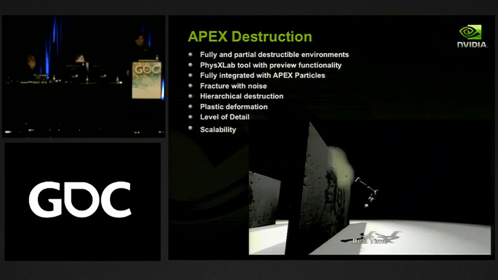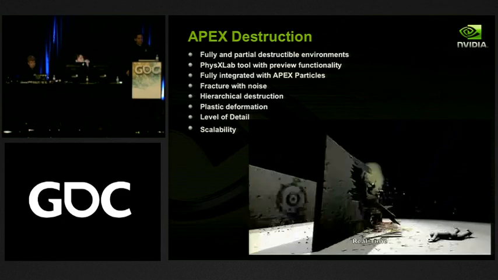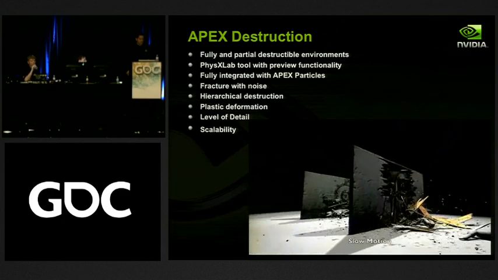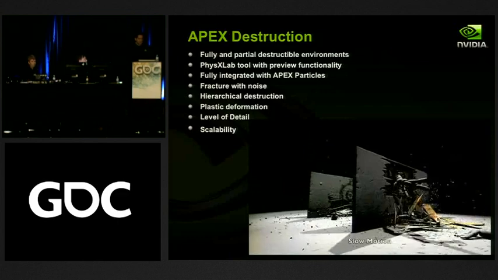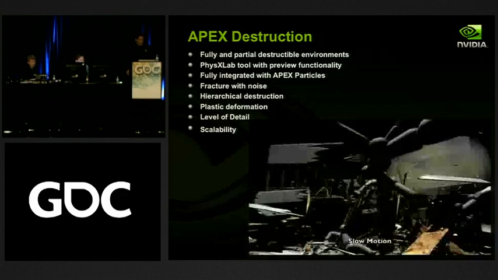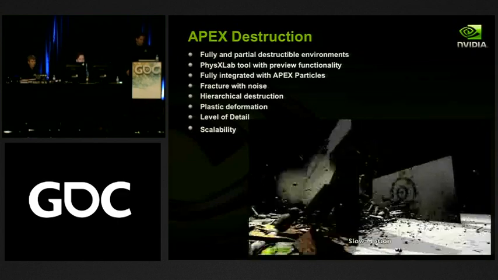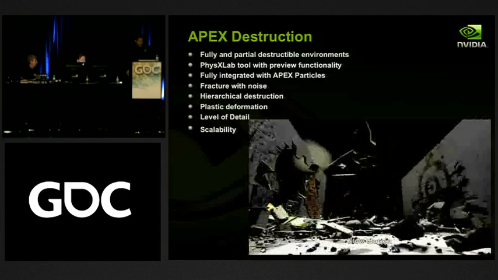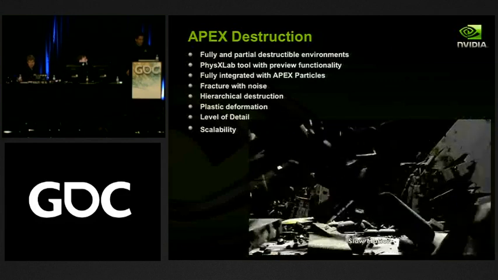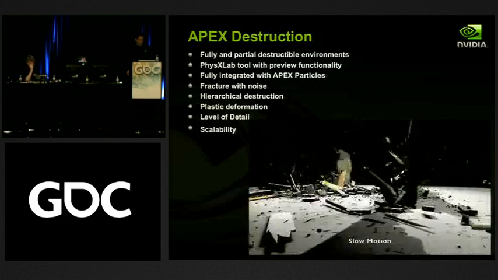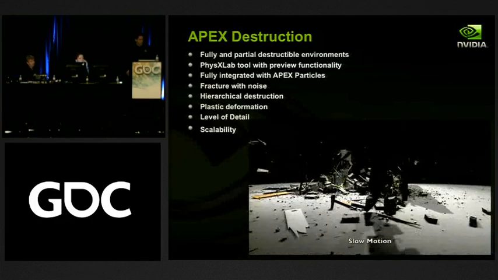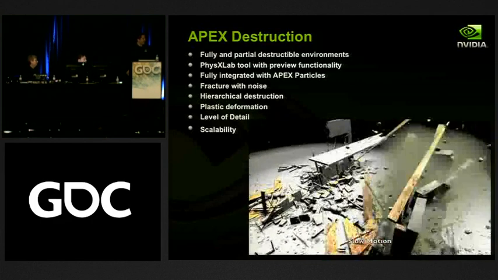In case of Apex Destruction, it's possible to provide full and partial destructible environments. Over here you see an example where we have different destructible materials. We have wood, dry walls, and you see a lot of debris flying around based on that destruction. And it just provides a much more immersive environment, especially having that in games.